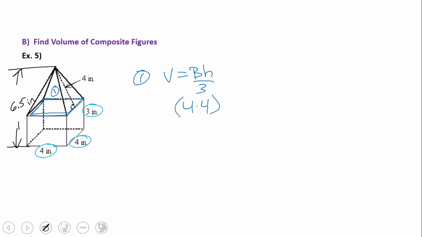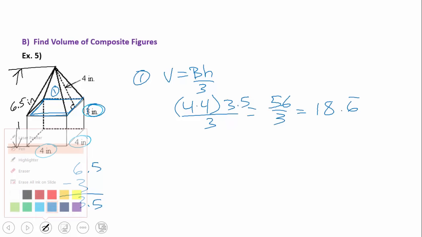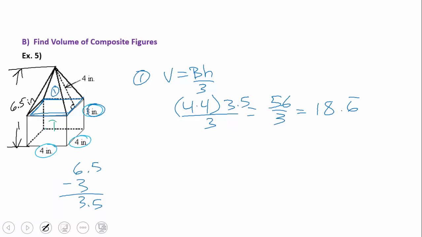And how do we figure that out? Well, we have to take the entire height, 6.5, and subtract the height of the prism, which is 3, and we get 3.5 as the height of the pyramid. So I'm going to multiply by 3.5, and then, of course, divide by 3. Now, 4 times 4 is 16. 16 times 3.5 is equal to 56. And 56 divided by 3, well, that's 18.6 repeating. And now we go to the prism.